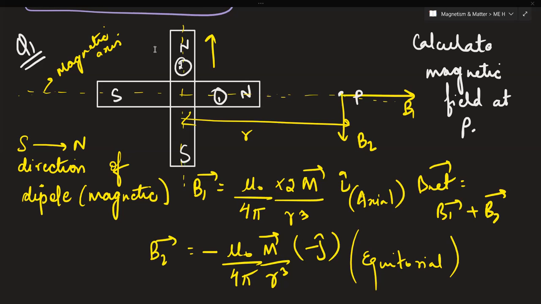So, class, do one thing. Moving charges and magnetism is over. We had a test on Biot-Savart. So those papers I'll show you on Tuesday. I'll send you the marks today only. Today or tomorrow, I'll send you the marks most probably today only.